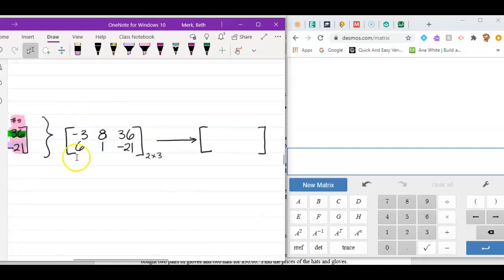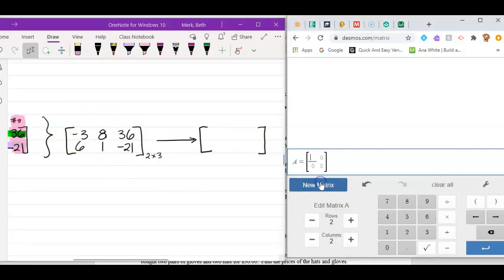All right, this is what we're going to type into Desmos now. So I want a new matrix. Now, this matrix is 2 by 2. Remember, we need ours to be 2 by 3, so I'm going to click plus, and now I have a 2 by 3. I'm going to type negative 3, tab, 8, tab, 36. You can also just use your mouse and click on it. 6, 1, negative 21.